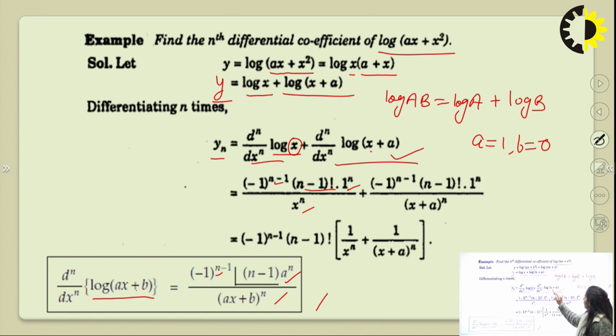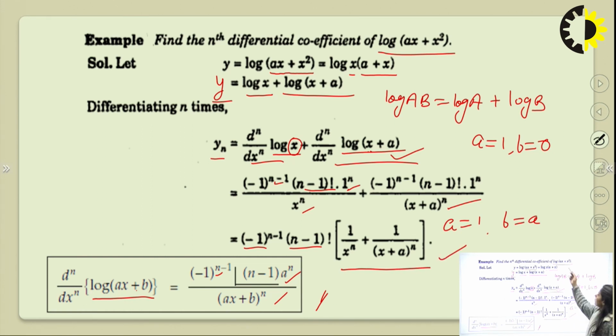Now we will find the nth differentiation of log (x plus a). To find the differentiation of this term, we have to put a equal to 1 and b equal to a in this formula. So we will get this term. Now here in these two terms, we have common terms (minus 1) power n minus 1, factorial n minus 1, and the remaining terms are these. So this is the nth derivative of log (ax plus x square).